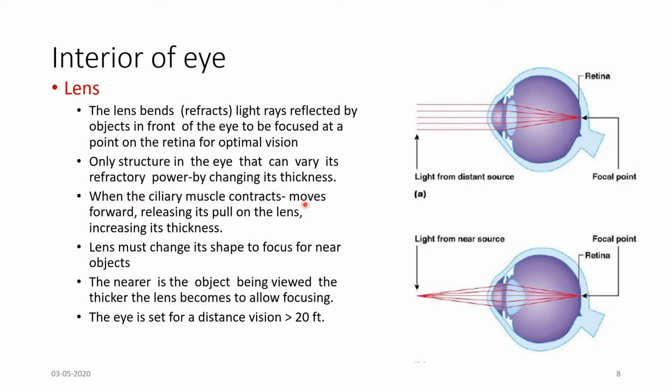When the ciliary muscle contracts, it moves forwards, releasing the pull on the lens, and it increases the thickness of the lens. That's what you are seeing in this picture. So the lens must change its shape to focus for near objects. The nearer the object being viewed, the thicker the lens will be to allow focusing of the image. The eye is set for distant vision of more than 20 feet.